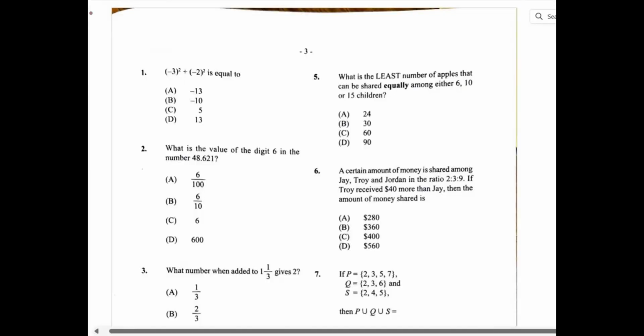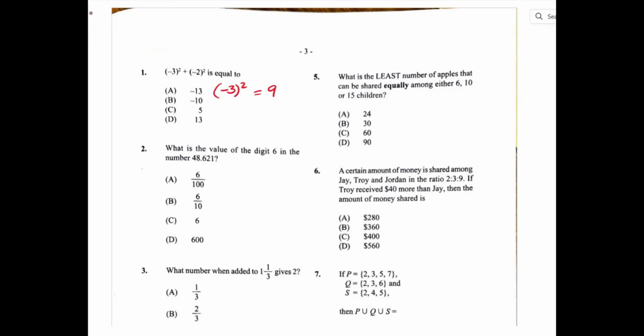So we have negative 3 squared, which is 9, because a negative by a negative is a positive. Remember that squared means multiply by itself, right? Negative 2 squared is 4. 9 and 4 is 13.